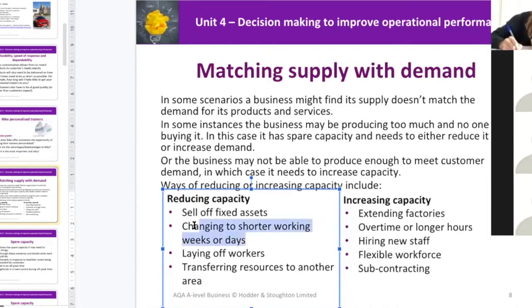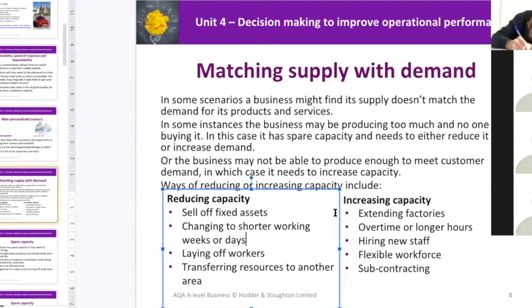You need to change the working hours to shorter hours because we don't have demand. There's no point hiring people to produce. We might need to get rid of some employees. We don't need so many full-time employees because next year there's no demand. We only need people to work 2 days a week to produce the demand for next year. We also want to transfer the resources to another area because we can't finish using all the resources if there's no demand. So this is one way to improve operational efficiency, by reducing the capacity if the demand is very low, okay?